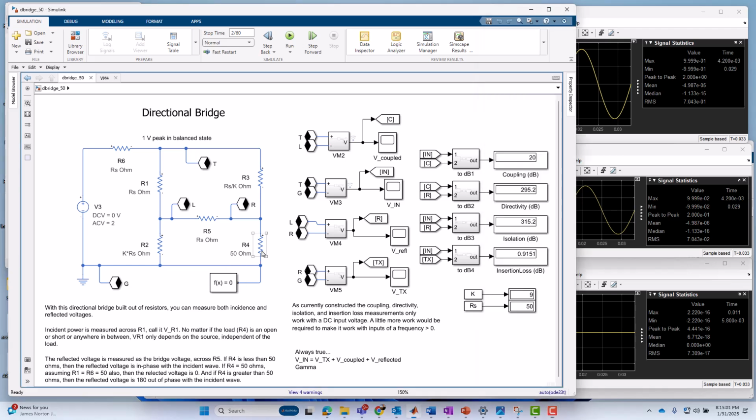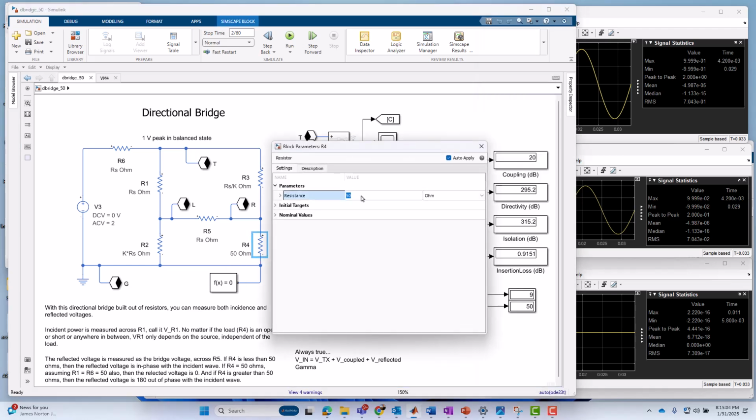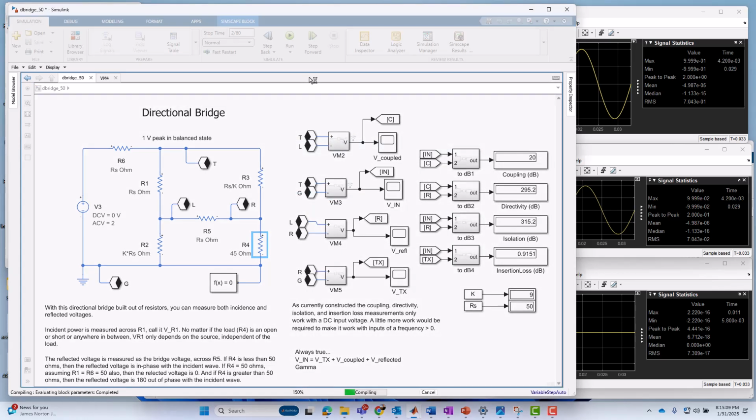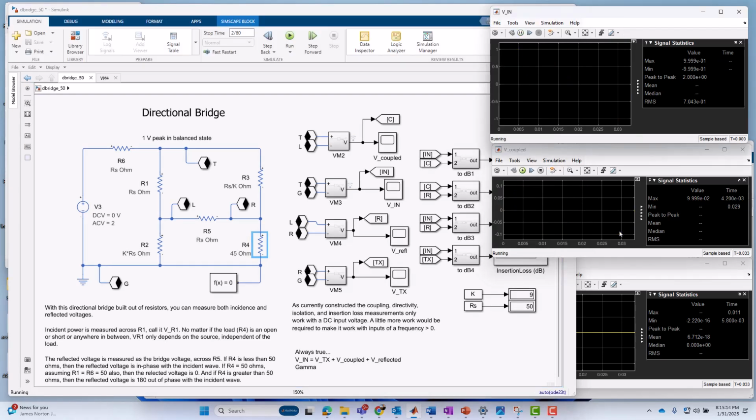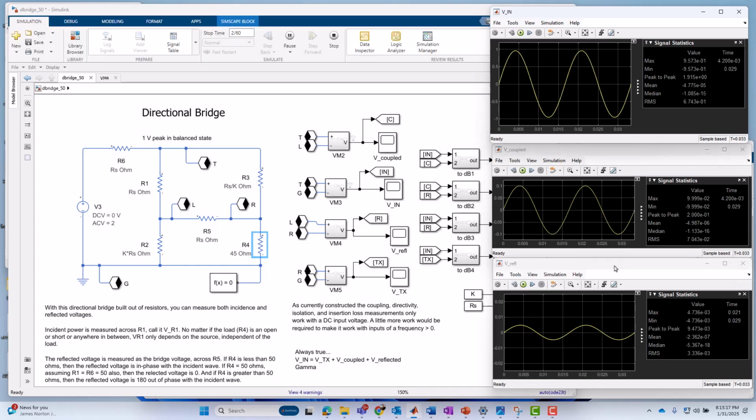Next, let's make the load a little smaller. We'll make it 45 ohms as we did in the slides earlier, and I'll run it again. And what we're going to find, if we look at our V coupled and our V reflected, is that the coupled is the same. It's still 1/10 of a volt peak, but the V reflected is in phase. It's smaller, about 4.76 millivolts peak, but it is in phase with Vn and V coupled.